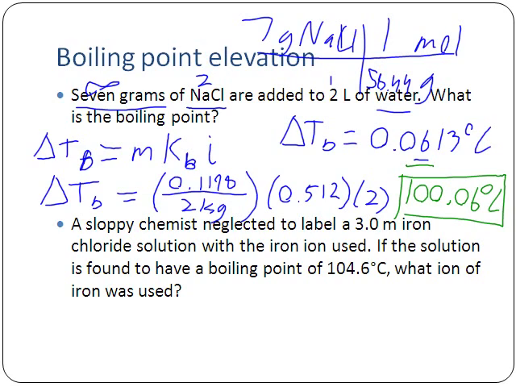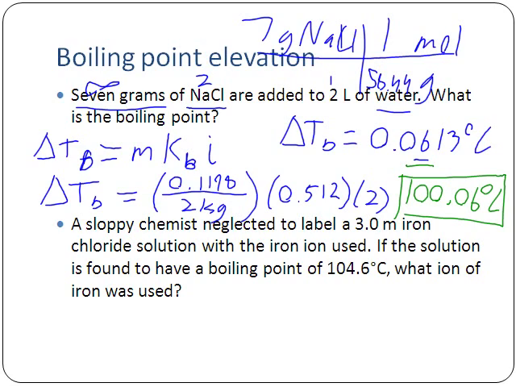Next question. A sloppy chemist neglected to label a 3.0 molal iron chloride solution with the iron ion used. If the solution was found to have a boiling point of 104.6 degrees Celsius, what ion of iron was used? Remember that iron comes in two flavors. For its ions, it's either iron 2 or iron 3. Whenever we're writing these out, we wouldn't just write iron chloride. You'd write iron 2 chloride or iron 3 chloride. In this problem, the chemist made a mistake and did not put that on there. They should have, but they didn't.